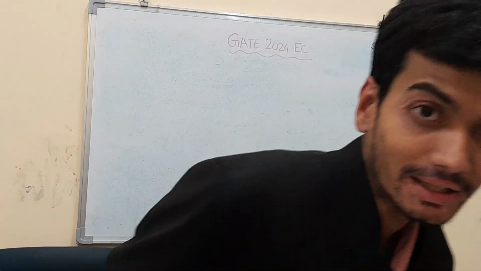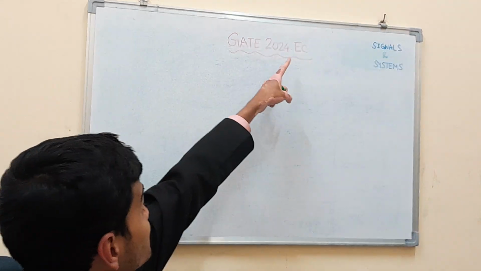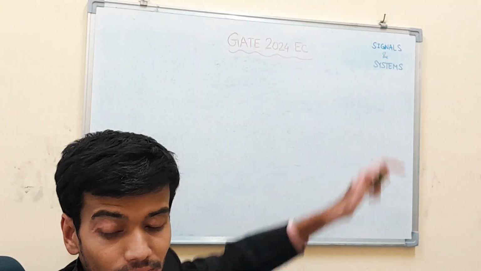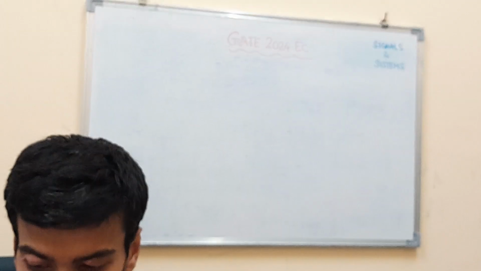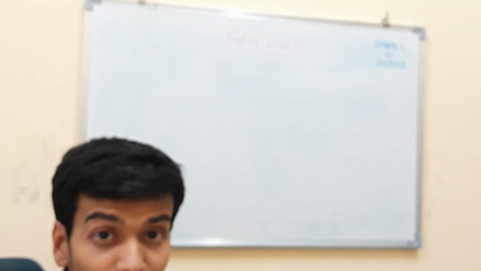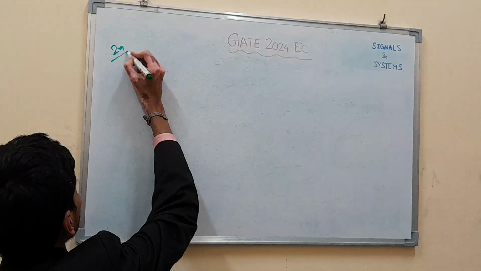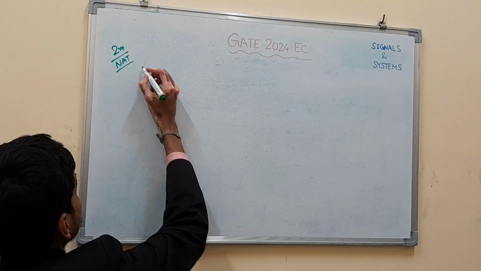Moving on to the next question and the last one in the series of day 2 EC solutions from the subject signal systems. Question number 59 from the topic Fourier transform, discrete time Fourier transform, is as follows. Question number 59, 2 marks.